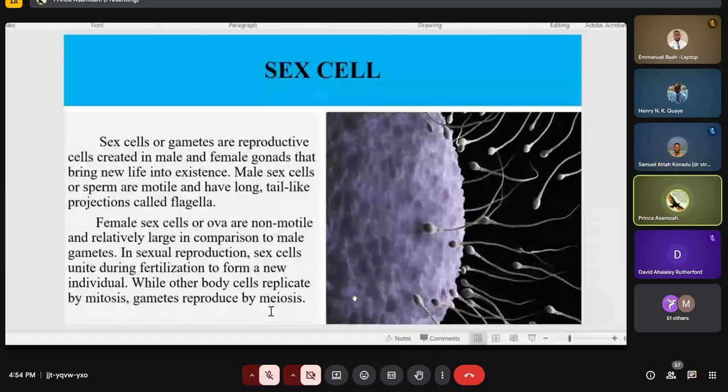Male sex cells, or sperm, are motile and have long tail-like projections like flagella. This is the male sex cell, and this is the female sex cell, the ovum. They are rushing to go and fertilize one day. In sexual reproduction, as it happens in humans, sex cells unite during fertilization to form a new individual, while other body cells replicate by mitosis. Gametes do so by meiosis.